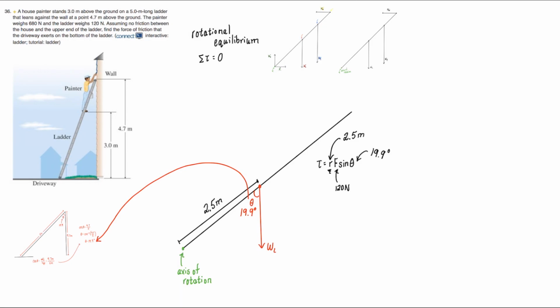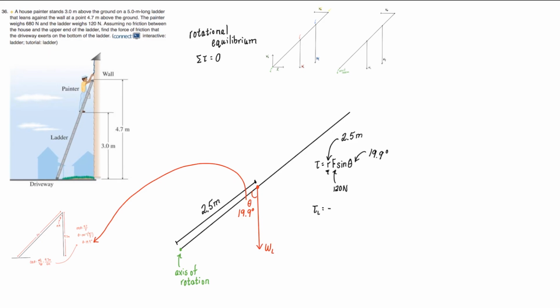And plugging all these values in, we end up with a torque caused by the weight of the ladder of negative 102.1 newton meters. This is a negative value right here because this torque causes a clockwise rotation, and recall that torques that cause clockwise rotations are always assigned a negative sign, whereas those that cause a counterclockwise rotation are assigned a positive sign.